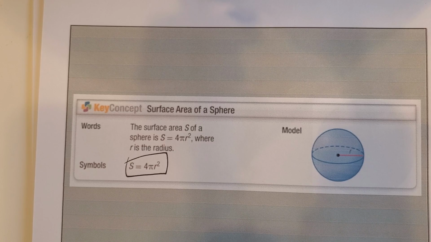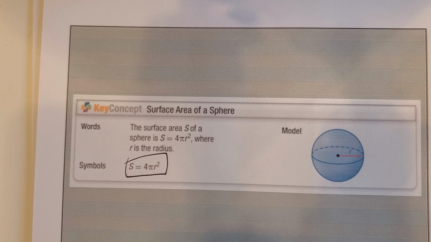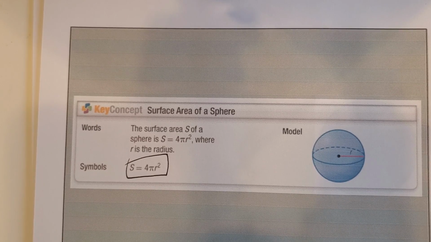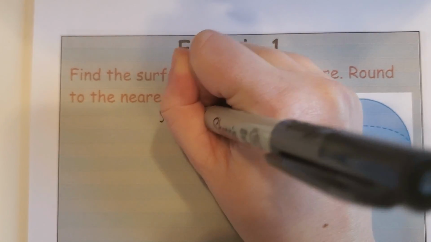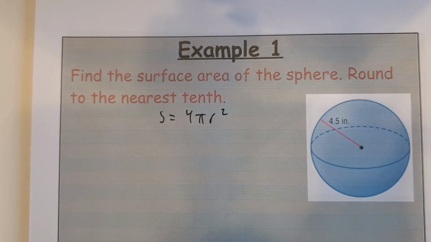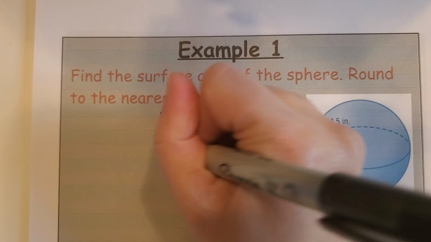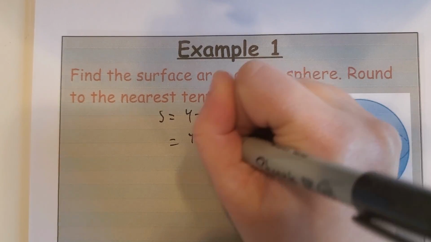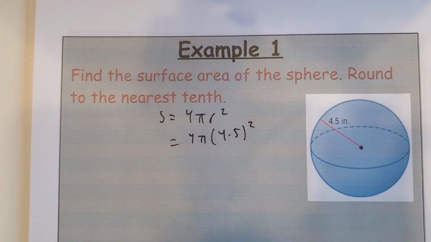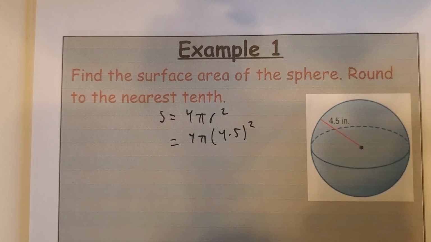I'm sure there's a whole proof on the internet of where that comes from and why it's 4. No one wants to go through that, so we're not going to do it. We're just going to dive right into a problem, and it really should be the easiest thing in the world. The surface area formula is 4 pi r squared. We're given our radius, so this is 4 pi times 4.5 squared, and then we're just going to simplify all this.